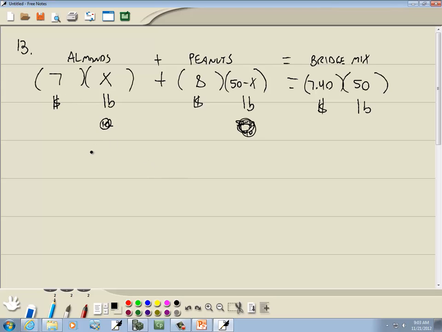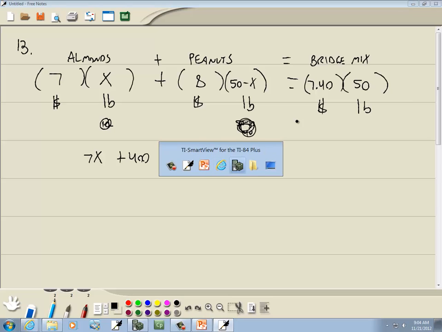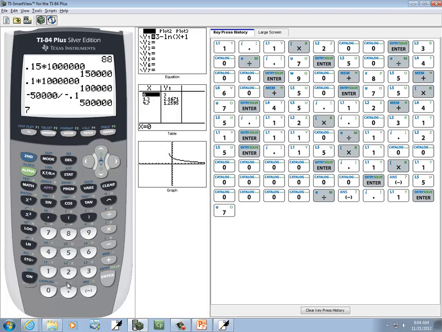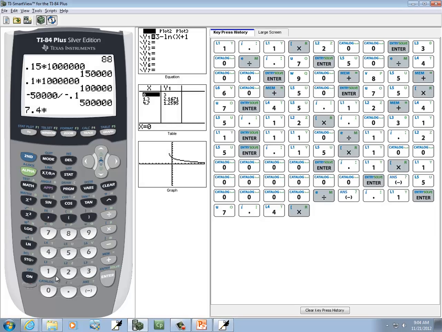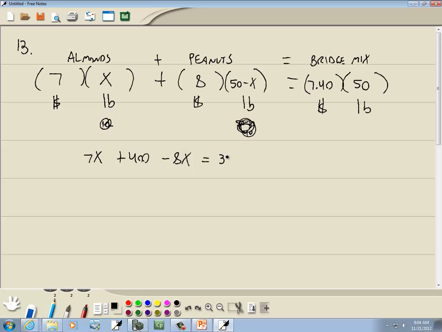Well, 7 times X is 7X. We're getting rid of parentheses here. 8 times 50 is 400. 8 times negative X is negative 8X. And 7.4 times 50 gives us 370. Well, combine like terms at any step. 7x minus 8x is negative 1x or negative x.